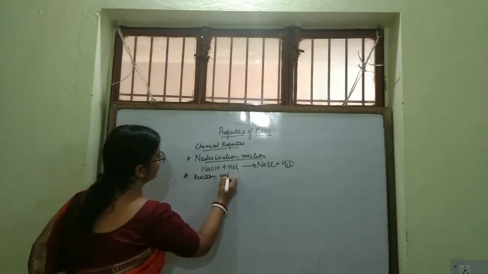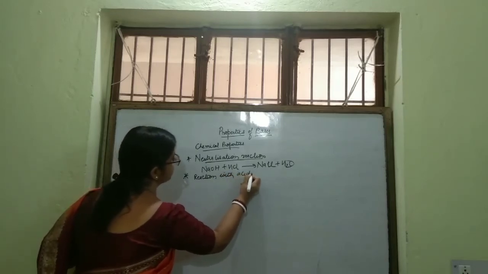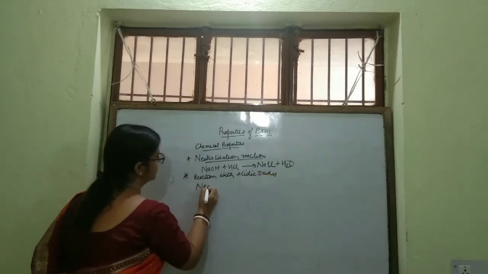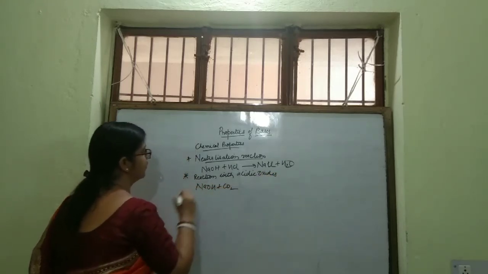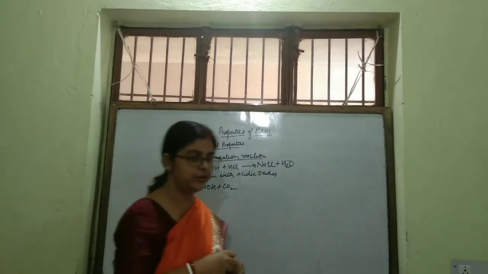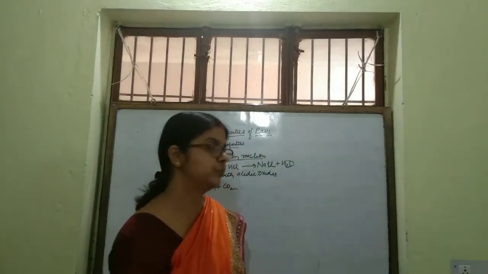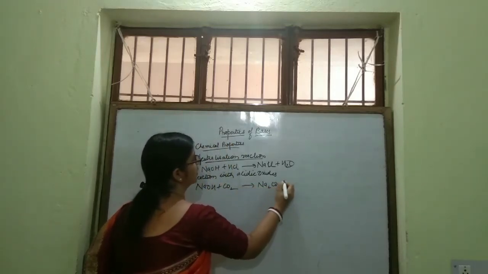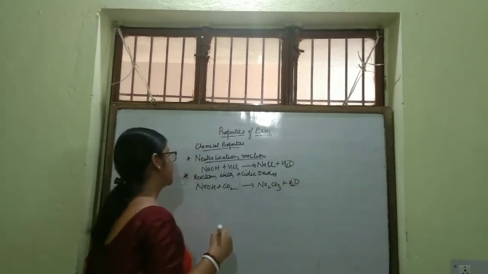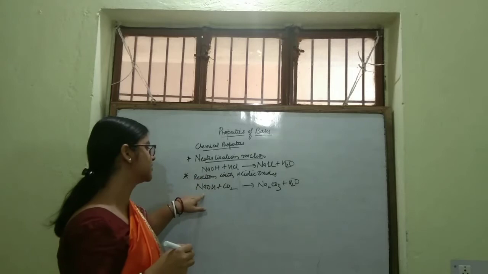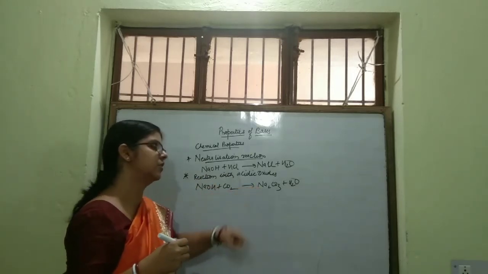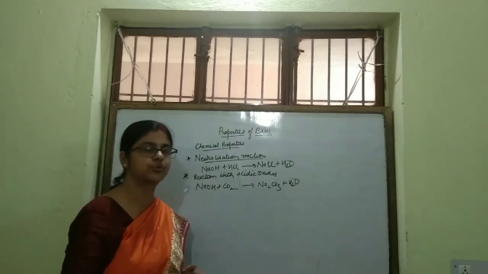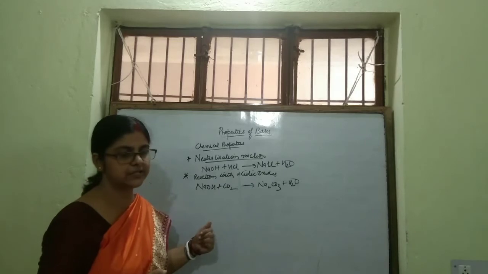Next, I will discuss reaction with acidic oxides. NaOH plus CO2, what will it form? NaOH is a base. If it reacts with carbon dioxide, it forms Na2CO3 plus water. So, if it reacts with acidic oxide, it forms salt and water here also. You can do calcium hydroxide plus SO2. It will result in calcium sulfate plus water.